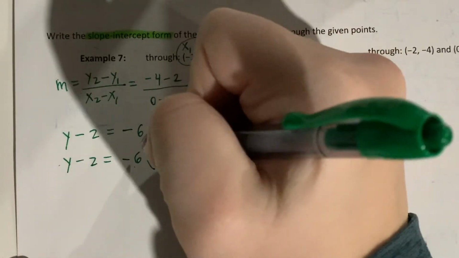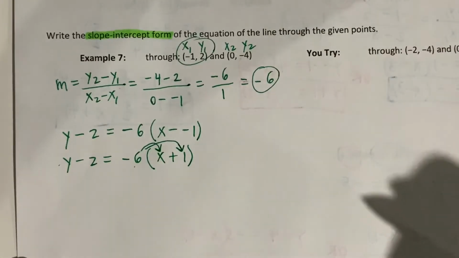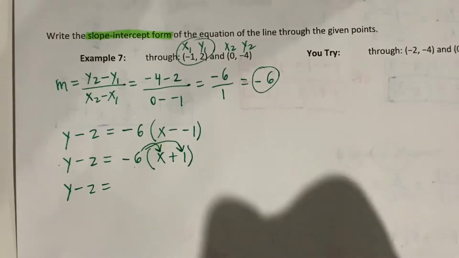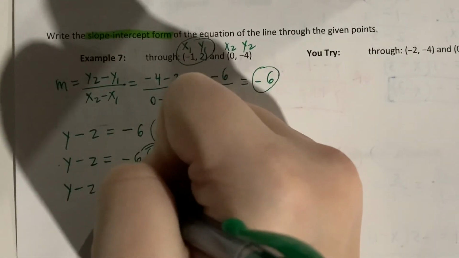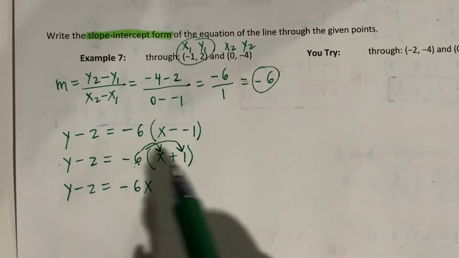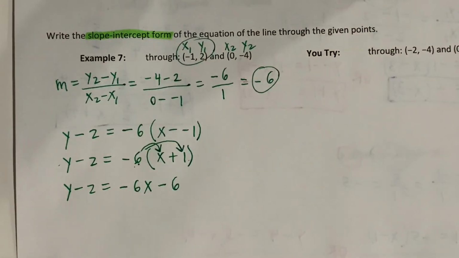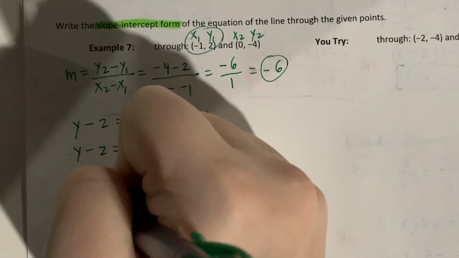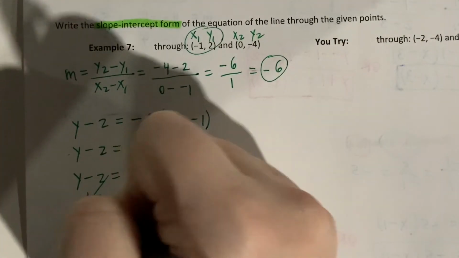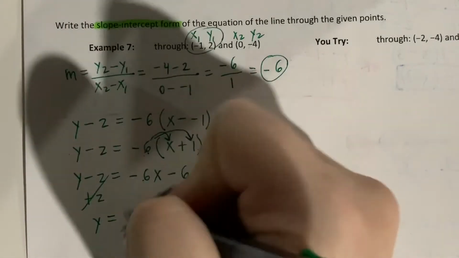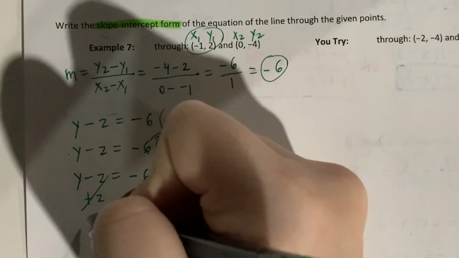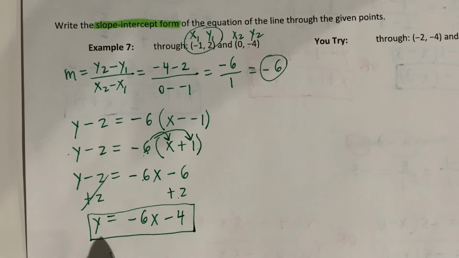So when I have a number times parentheses, I need to distribute that number to both parts inside parentheses. So I'll have y minus 2 equals negative 6 times x gives me negative 6x. Negative 6 times 1 gives me negative 6. And the only thing in the way now is this y minus 2. So I can add 2 to both sides, and I'll be left with y equals negative 6x. And negative 6 plus 2 gives me negative 4. So there would be my equation. y equals negative 6x minus 4.